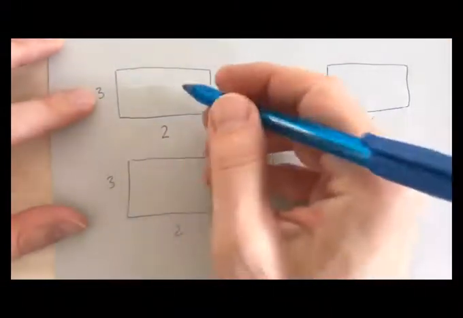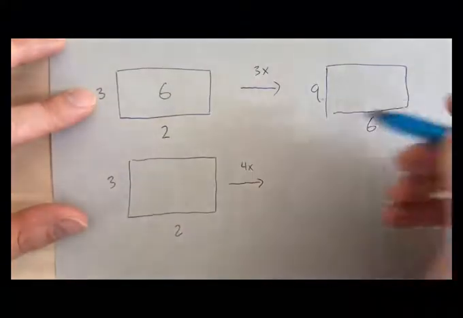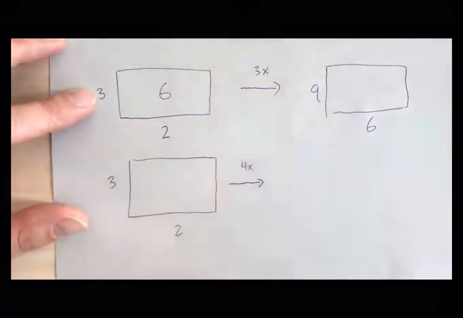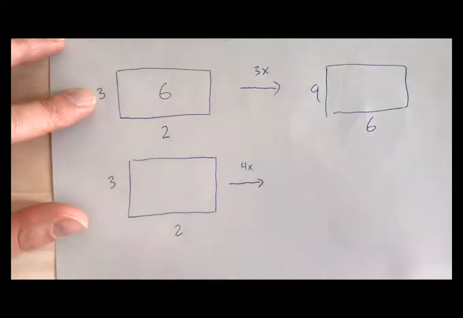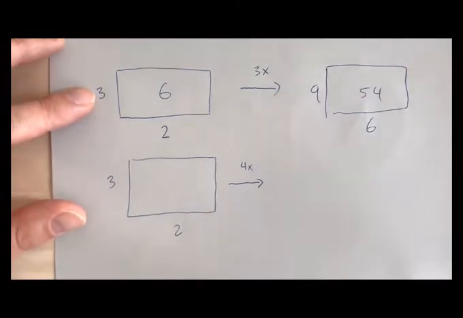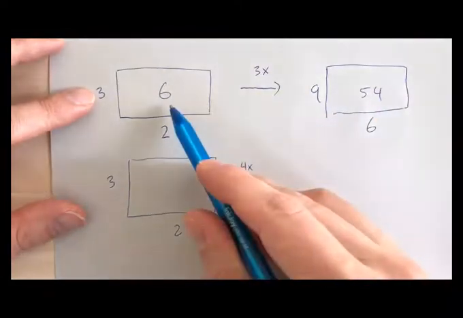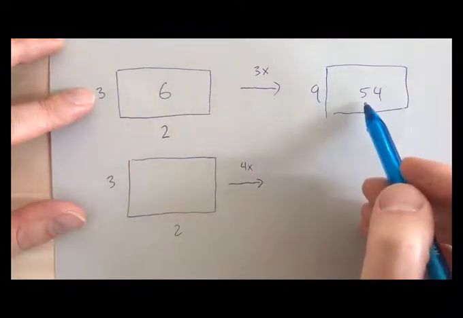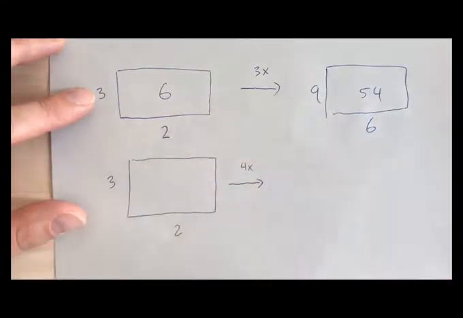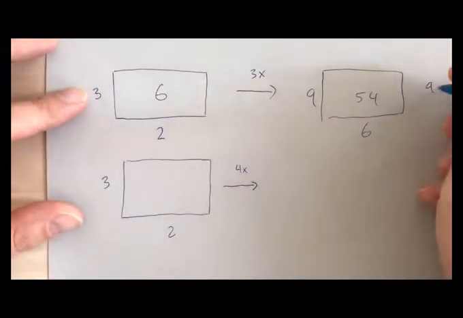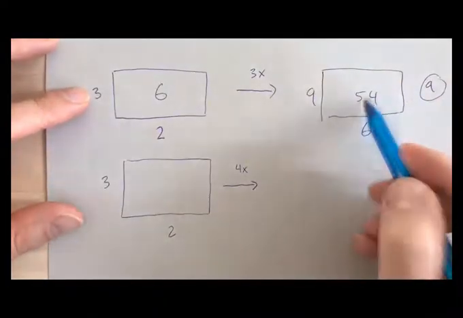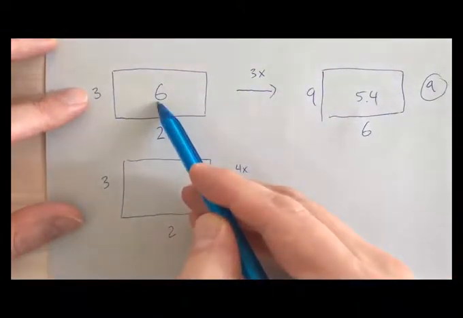The area of this shape would just be 3 times 2, which is 6. The area of this shape would be 9 times 6, which would be, what would that be? Oh my goodness, 54. Now, like last time, is it 4 times bigger? Well, 6 times 4 is 24. It ain't gonna be 54. So 6 times what is 54? And if you guess 9, that is absolutely correct. So this area is 9 times bigger than this area, okay?